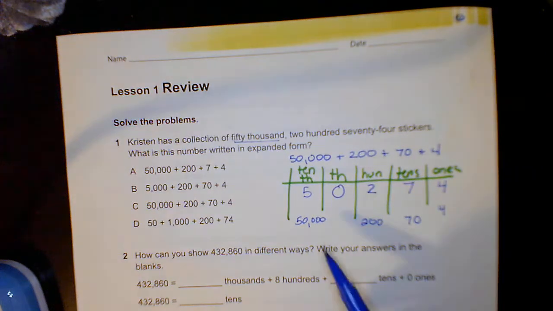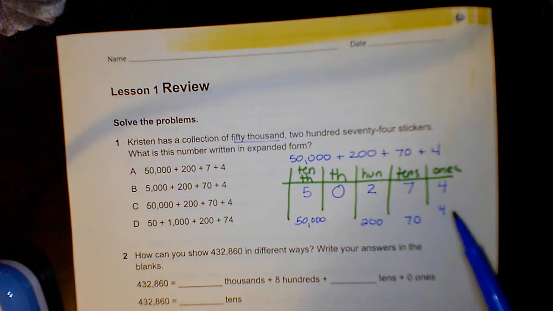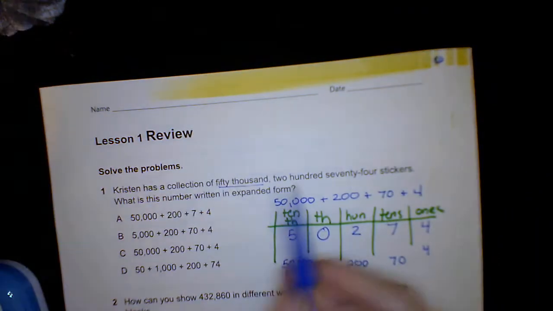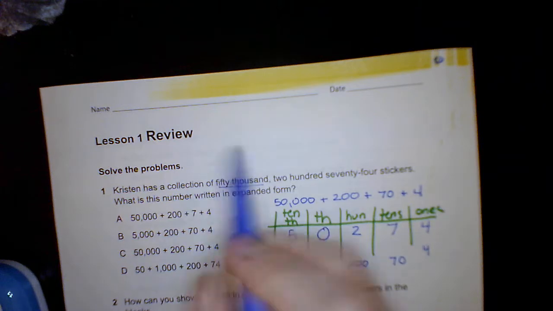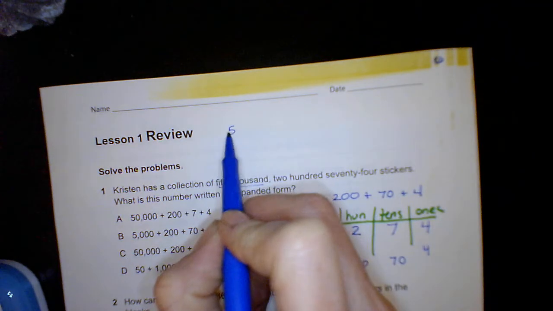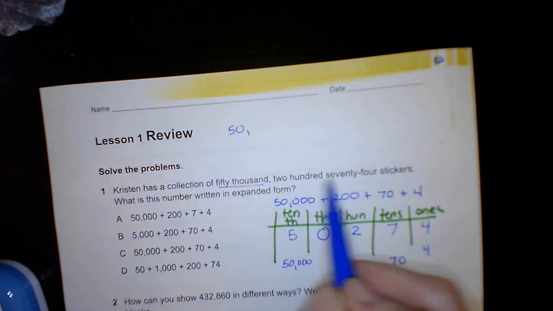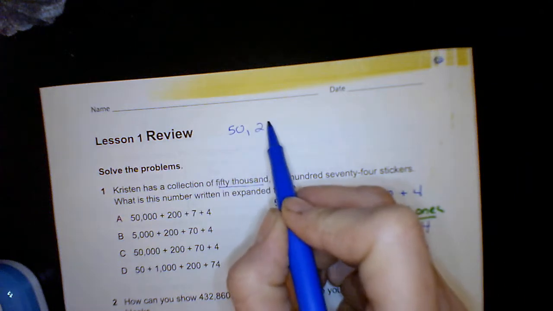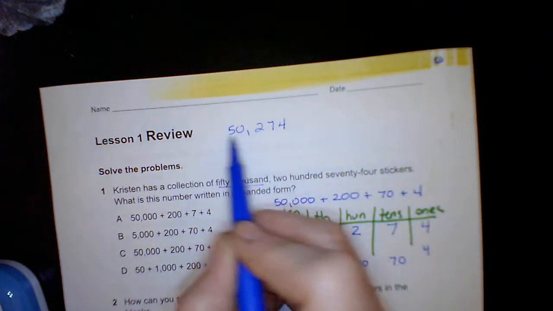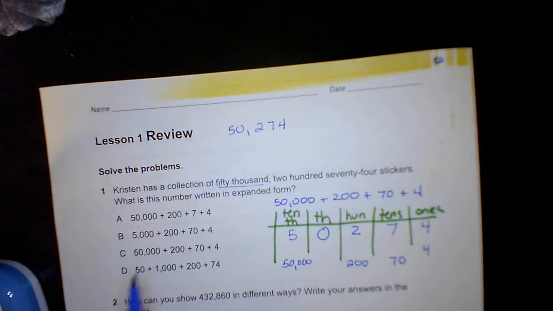So here I have the same exact numbers that I got the first time. Now the last way that I wanted to show you, which might actually be more useful to you if you ever had to do this from just plain old standard form, is to take this number and write it in standard form. So I have my 50,274. Again, this is my thousands period, this is my hundreds period.